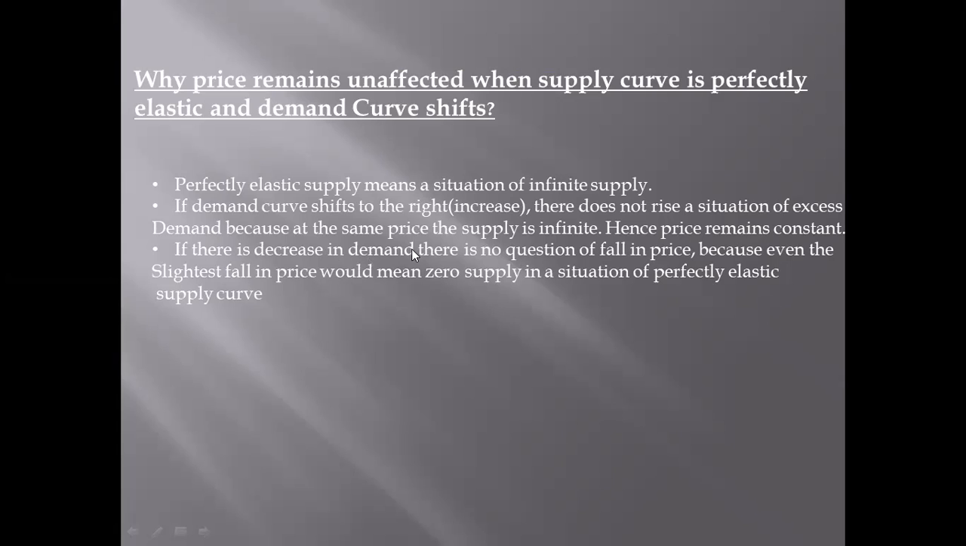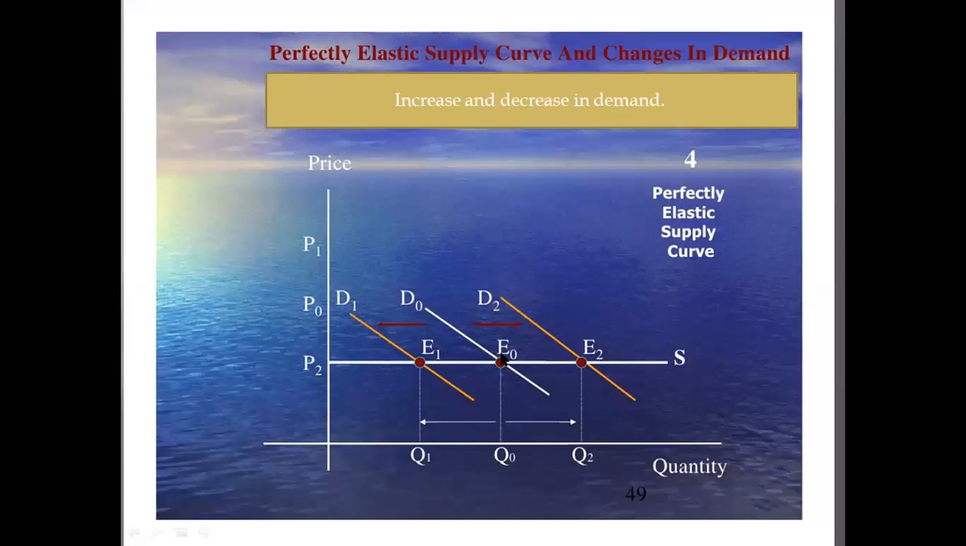If there is a decrease in demand, there is no question of a fall in price, because even the slightest fall in price would mean zero supply in a situation of perfectly elastic supply curve. We have seen these situations even when we were doing elasticity of demand and supply. So the same things are related here. When the demand is increasing and decreasing, the equilibrium points are changing, your equilibrium quantities are changing, but the price is remaining constant.